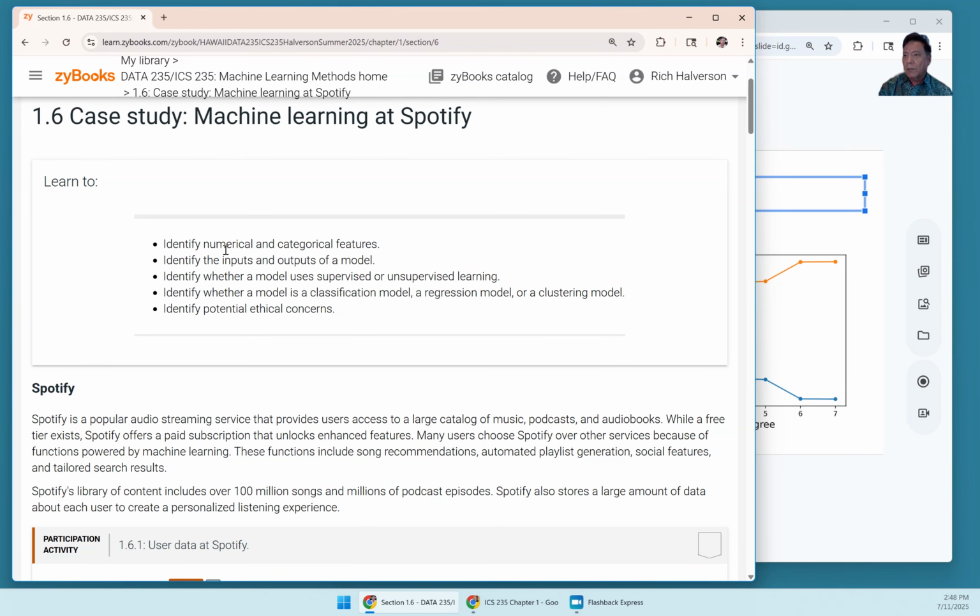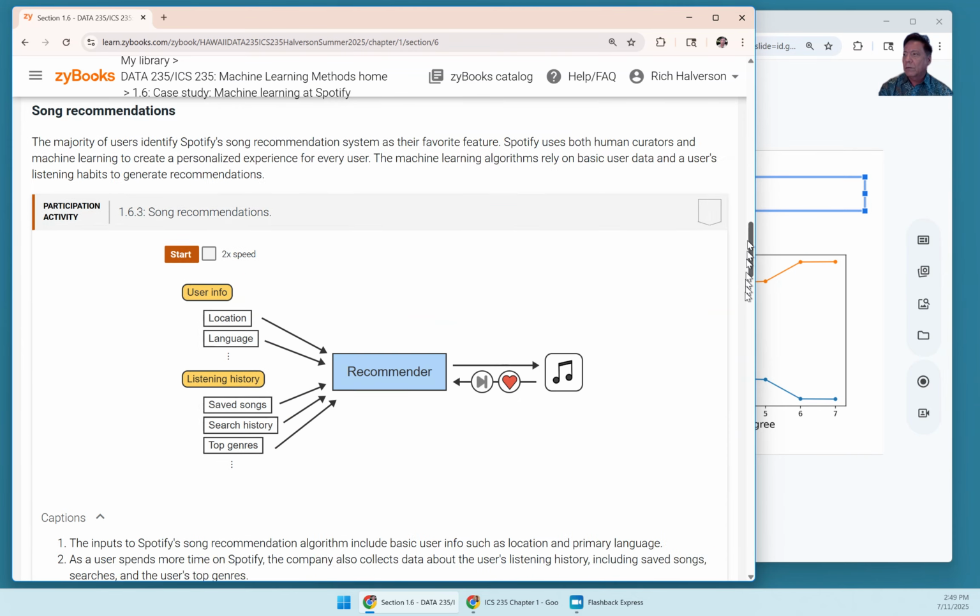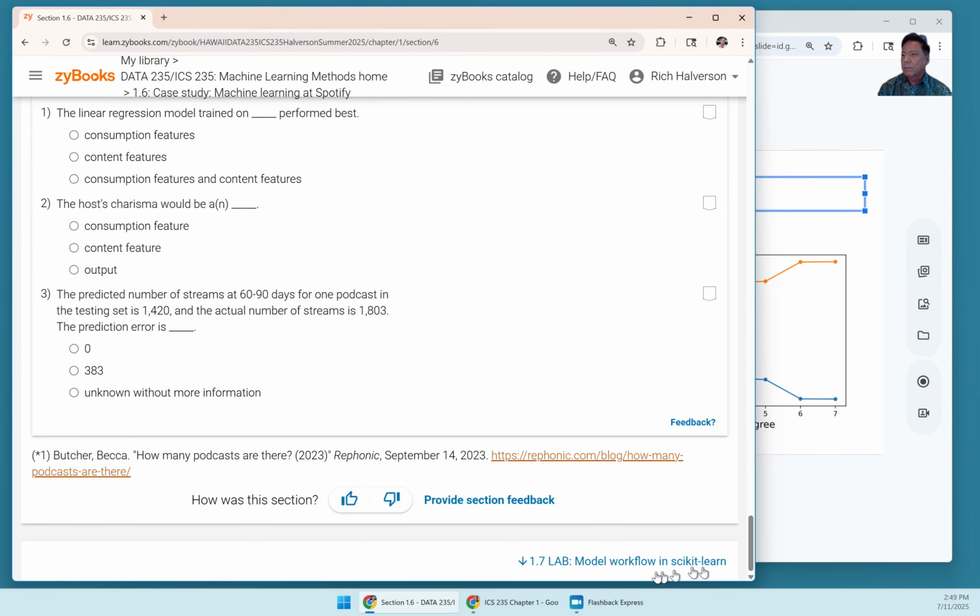You're able to identify numerical and categorical features. You identify the inputs and the outputs of the model. You identify whether the model uses supervised learning or unsupervised learning, whether the model is a classification model or a regression model or a clustering model. And then you also identify the potential ethical concerns. Okay, so go through that and get the points.